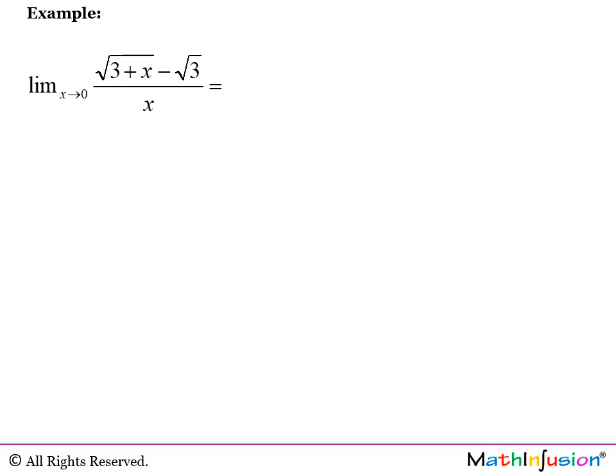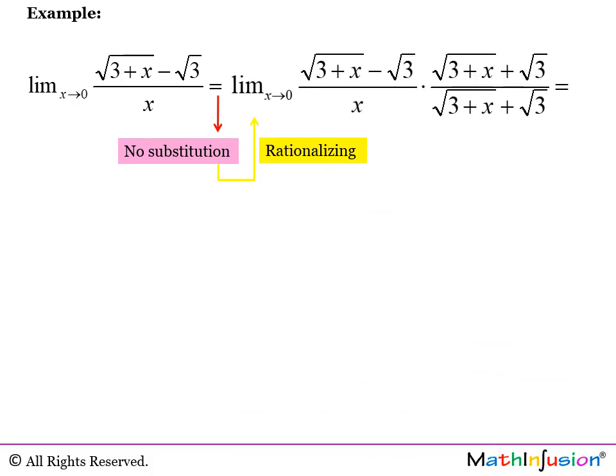Example: limit of (square root of 3 plus x minus square root of 3) over x when x approaches 0. First we try to substitute x equals 0, and we get 0 over 0. In this case, by the way, you cannot break down the x to a product, so the only way to do this one is really by rationalizing. We are going to multiply top and bottom of the fraction by the conjugate of square root of 3 plus x minus square root of 3, which is square root of 3 plus x plus square root of 3.